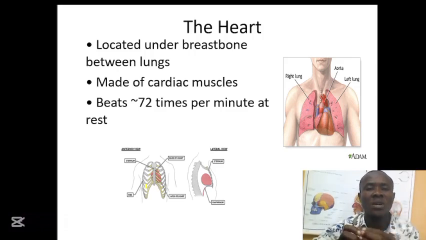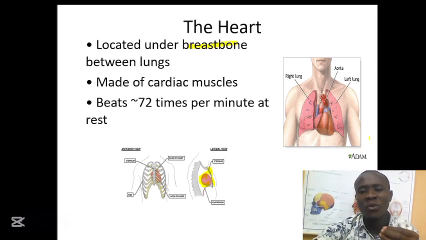So now let's talk briefly about the heart, mainly its location, the muscle it is made up of, and how many times it beats per minute. So the heart is located under the breastbone. That means just beneath the sternum that we have. As you can observe in this diagram here, beneath it, we have this red structure you are seeing here. This is the heart.